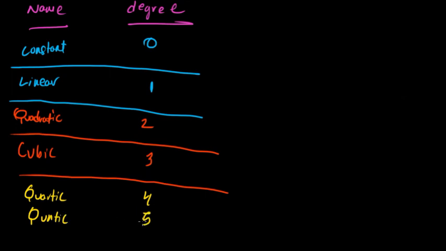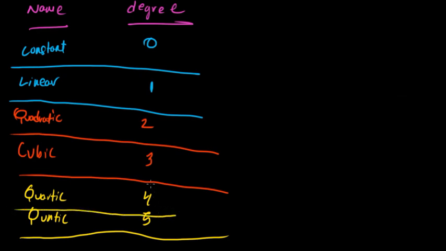Now we do have things that go beyond this, like your sextic, your septic, your octic, your nonic, but we won't go that far. We'll stop at 5 here because you usually don't see them past 5. Okay, so this is how you classify the polynomials by their degrees. Constant when it's 0, linear when it's 1, quadratic 2, cubic 3, quartic 4, quintic 5.